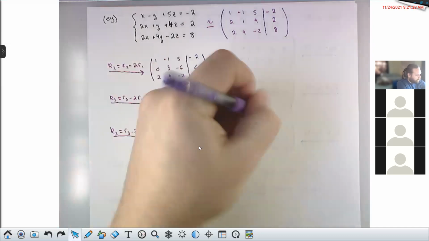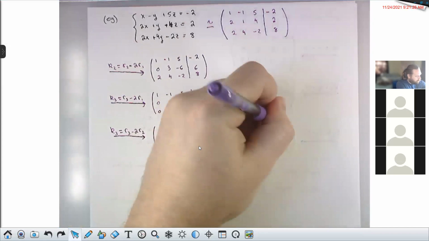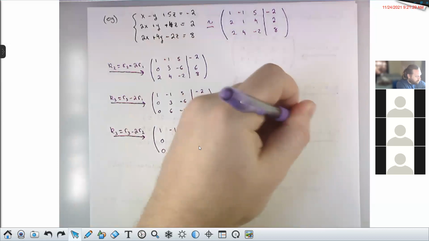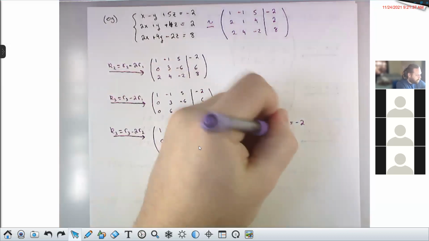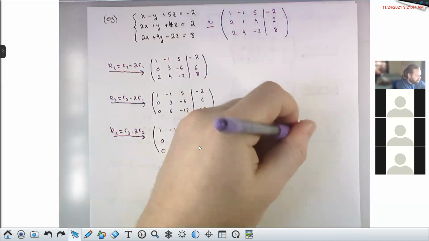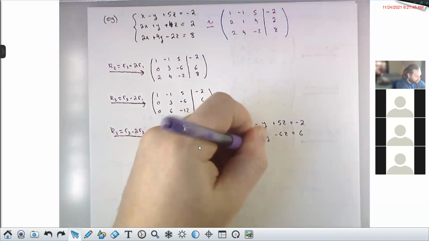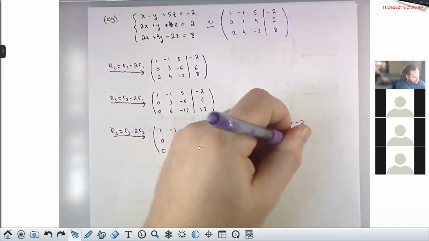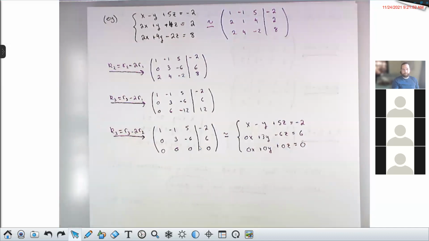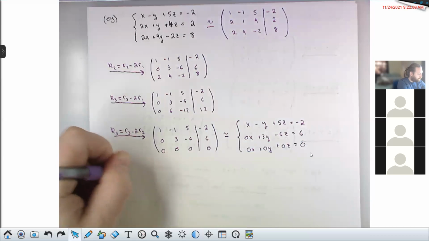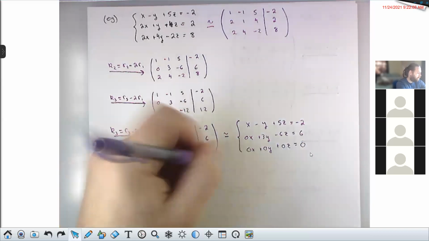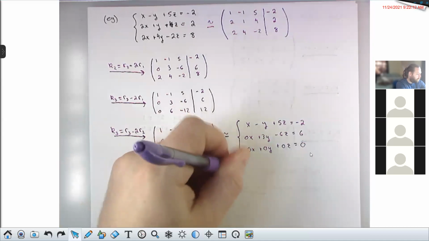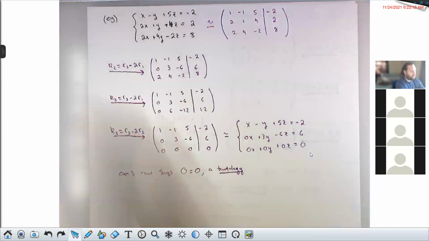I've got 1x minus 1y plus 5z equals -2 for my first row. 0x plus 3y minus 6z equals 6 in my second row. And 0x plus 0y plus 0z equals 0 in my third row. This guy is a tautology. 0 equals 0.